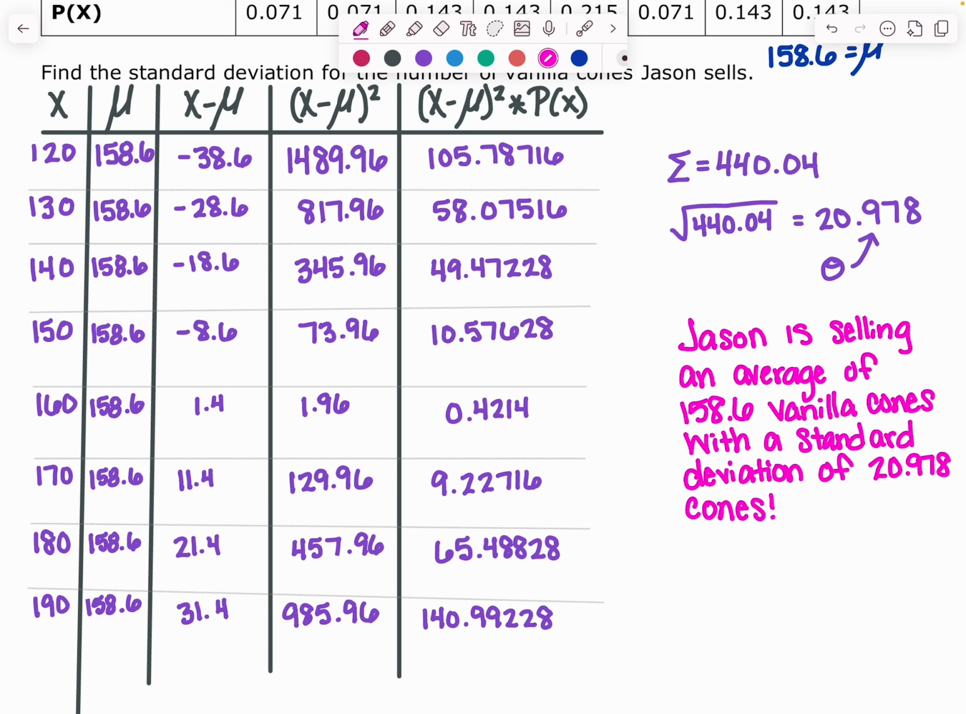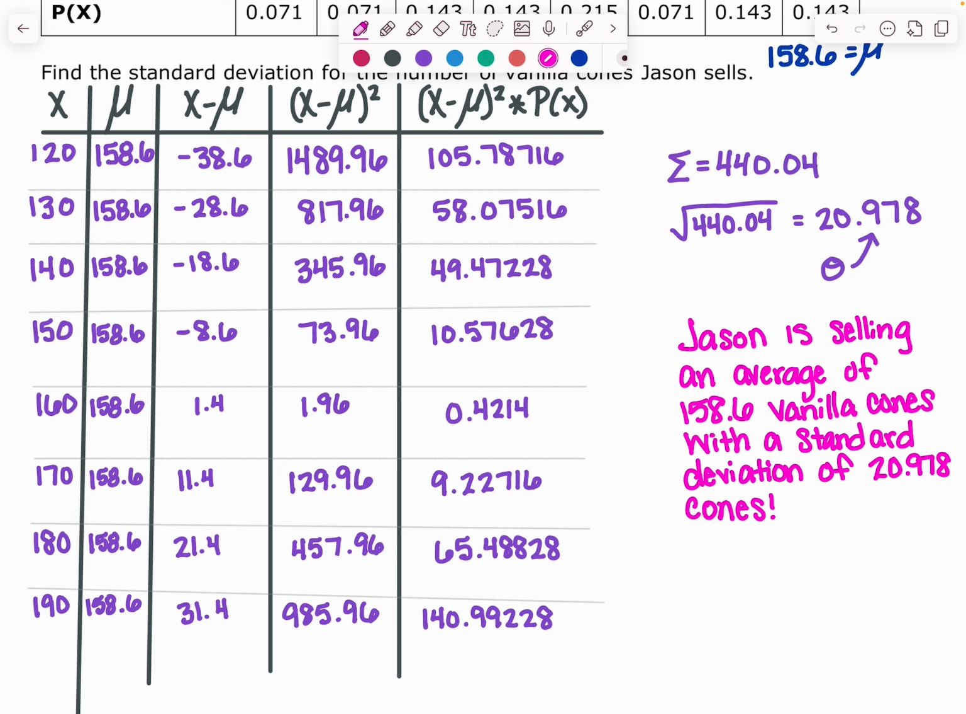That's quite a big spread. So if I were Jason, I would probably want to keep anywhere from 140 to 170, 180 cones on me in any given day, because that's a pretty big standard deviation to have. Might want to look into this and figure out why my standard deviation is so large. But as we can see, our range is from 120 to 190. So it makes sense that we would have a fairly large standard deviation.